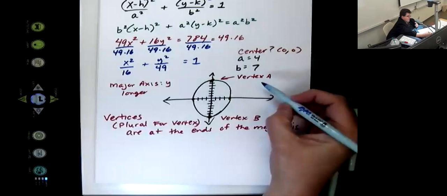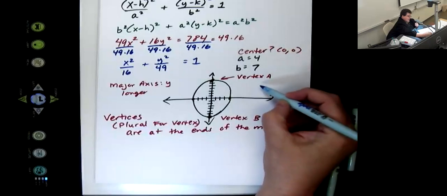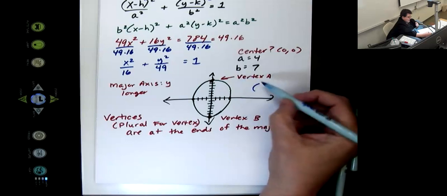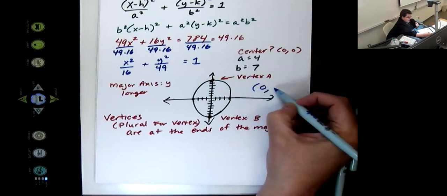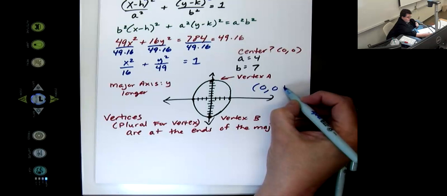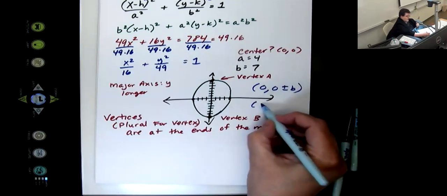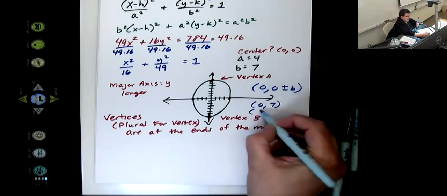And they're really movement from the center. My center is 0, 0, and they are along the major axis. So it's going to be 0 and then 0 plus or minus b. In this case, (0, 7) and (0, negative 7).